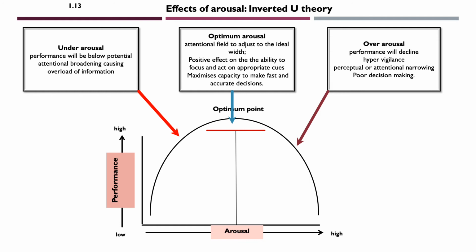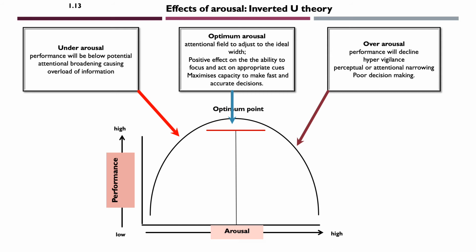The capacity to make fast and accurate decisions here is maximised because they're taking in just the right amount of information, but not too much. So they're not making incorrect decisions because they're trying to concentrate on just one thing, and they're able to make those decisions because they're not trying to concentrate on everything. Their attentional field is just right. So that's where we're trying to get the players to.